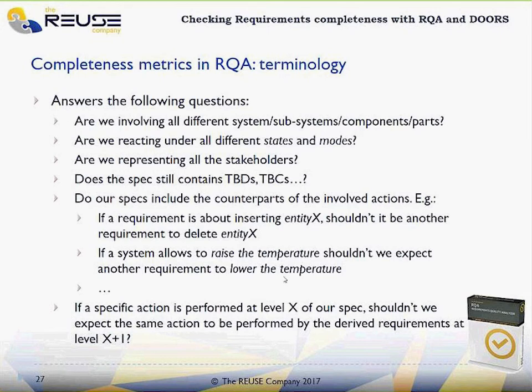Or if we address a number of specific actions for our system, when we decompose and allocate requirements to the different subsystems, we expect that at least the same set of actions are somehow represented. If we take all the different requirements in level X+1, we expect at least the same number of actions that are represented in the upper level document, right? All of this can be addressed, as you will see in a minute, with the terminology type of metrics.